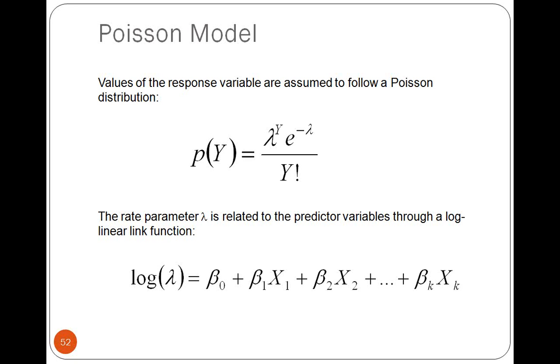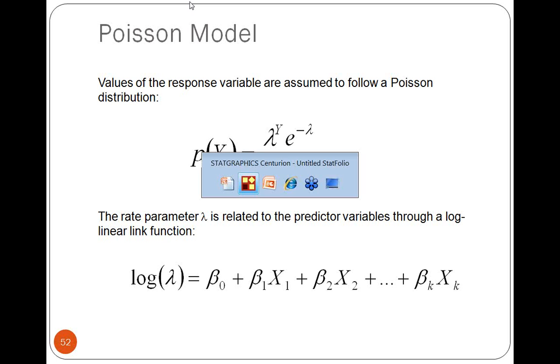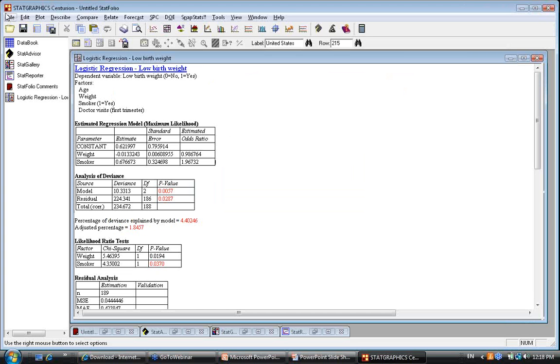And the most common assumption is what's called a log linear link function. We will assume that the log of the rate parameter lambda, which is basically the number of injuries per year, for example, is a linear function of the X's. Now, that's an assumption, but it's an assumption that tends to work fairly well in a lot of cases. All right. Well, let's go back to Statgraphics, and let's just pull up that final data set.